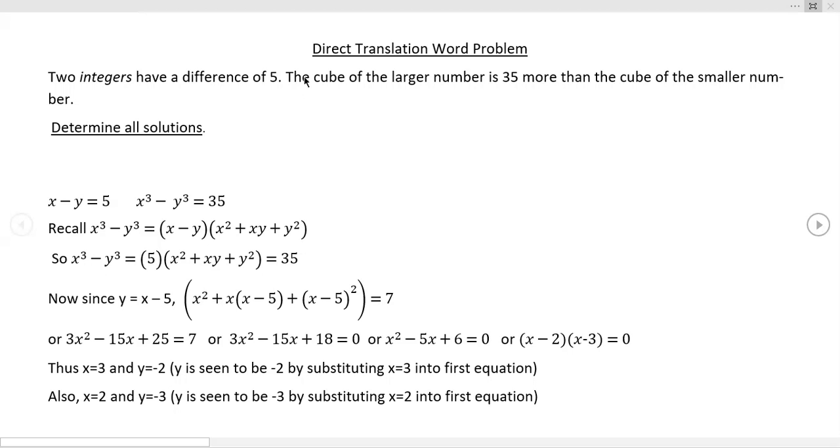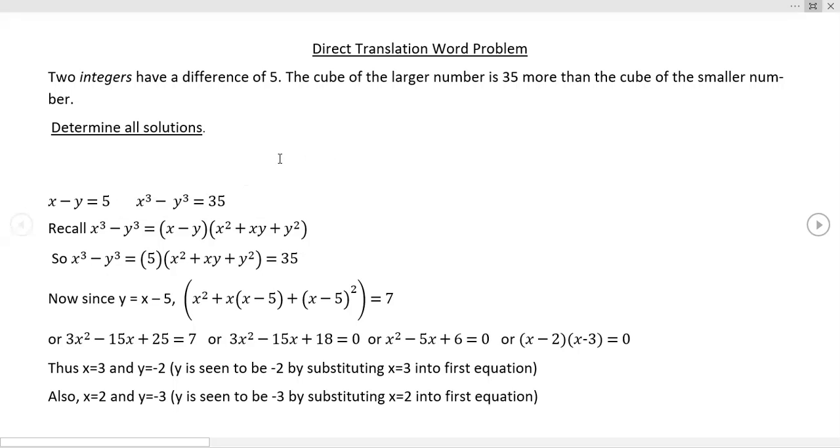Now this next part says the cube of the larger number is 35 more than the cube of the smaller number. And so that directly translates into x cubed minus y cubed equals 35. So these two statements right here literally are this entire first sentence, or first couple of sentences, okay?